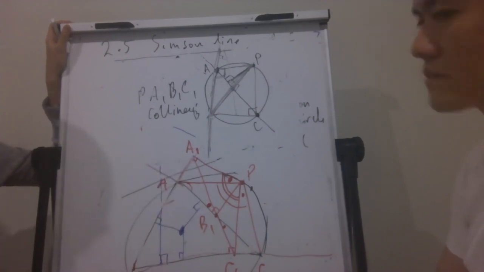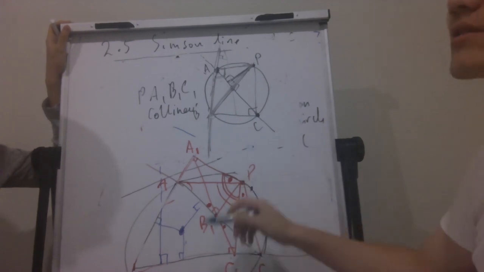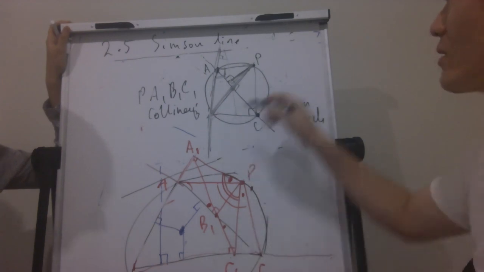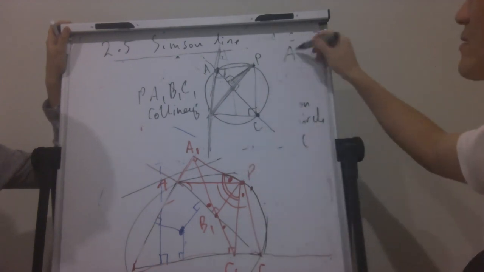P, A, B, A1, B1, C1 are collinear. So when does P lie on A? P's on A. Okay, that's one. So you get P equals A, P is on C, you guess.